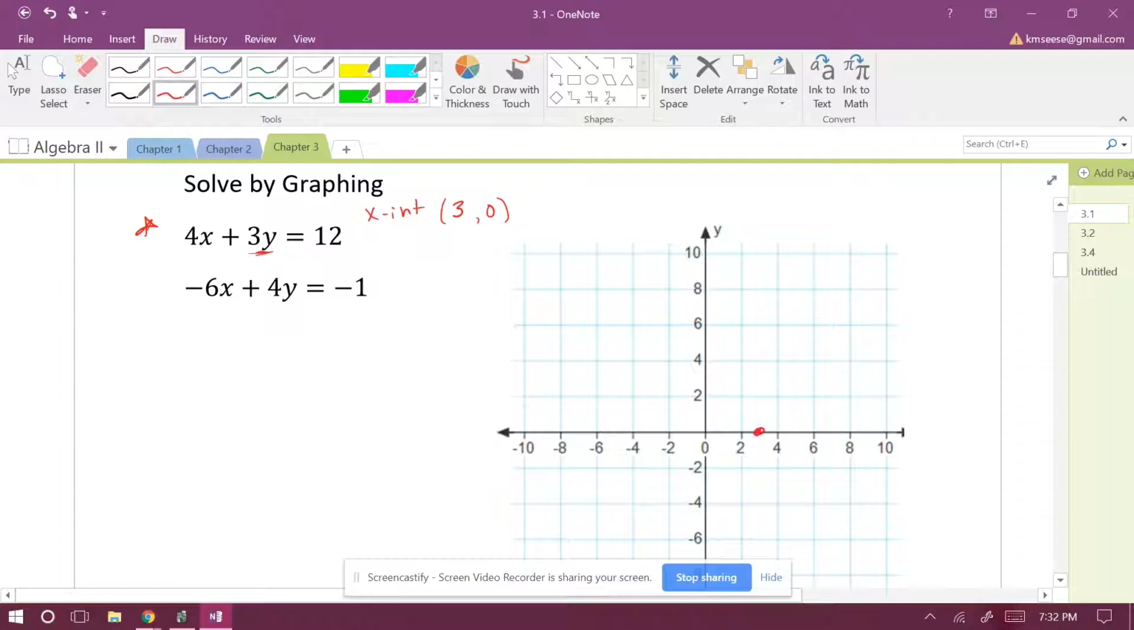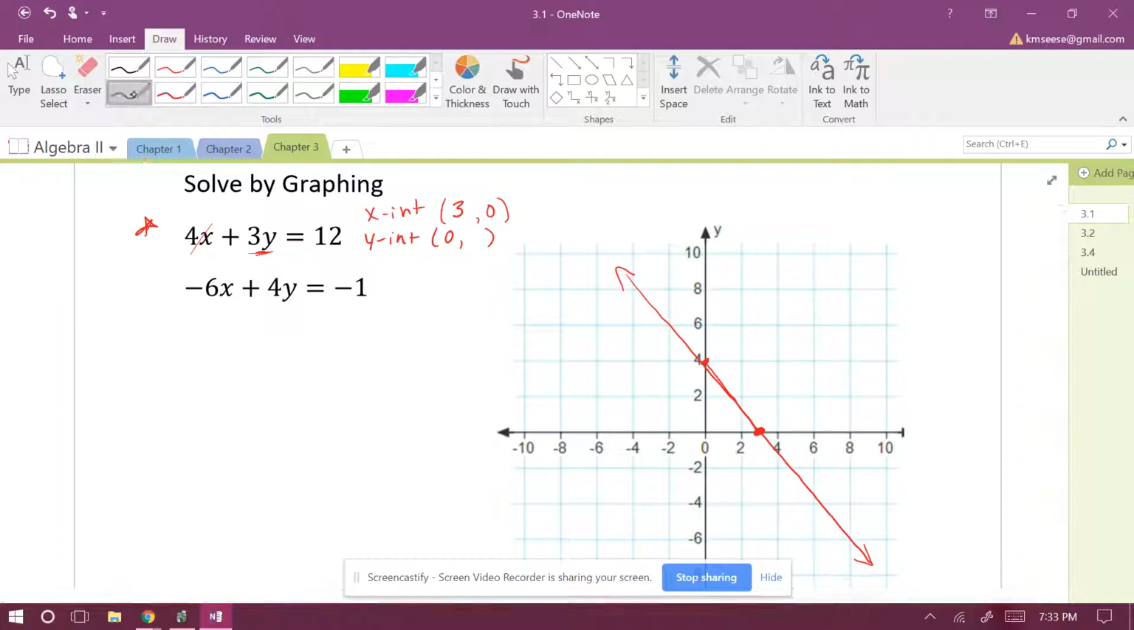I'm going to go ahead and graph that. And then for my y-intercept, I need to let my x value be 0. If I let my x value be 0, that goes away, and I have 3y equals 12. My y value is 4. So I'm going to have my line. It's going to go like this, and it's going to keep going there. Try and draw your line as straight as possible. And that's our first one.